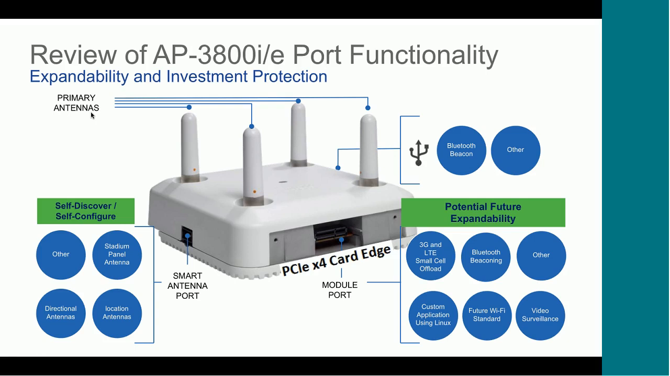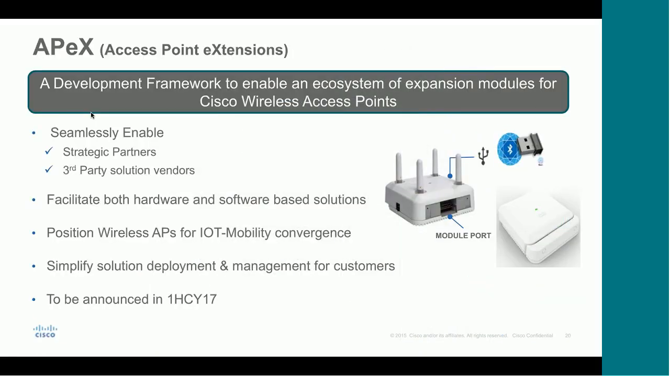Then we look at the 3800, all the same with the exception of the mGig capabilities, bonding those gigabit ports and creating a higher throughput, and then side mount modular capabilities as well. So we look at the ports and the capabilities, and we're looking at a 3800. I mentioned modular port access.